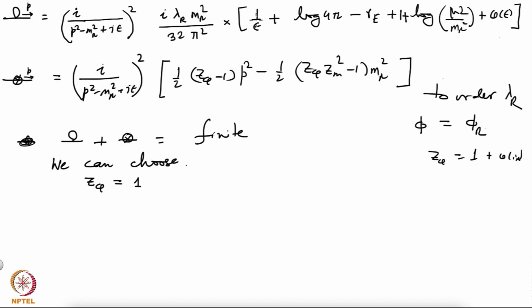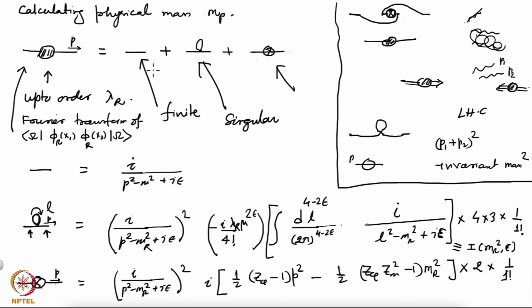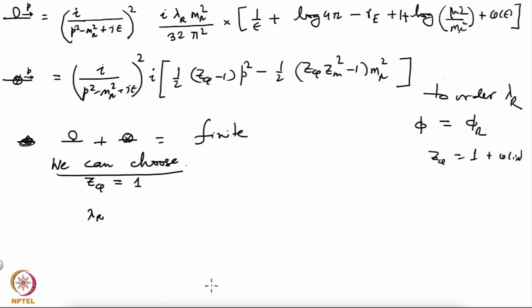Okay, so for that I can choose z phi to be 1 and lambda r. There is an issue of a factor of i. Yeah, because I missed the factor of i here. This comes with this counter vertex as a factor of i. Here, this one. That is what I had missed. Okay, so lambda r mr square over 32 pi square. This is this factor. See, this is common in both. The i factor is common in both, and I am now looking at this part.